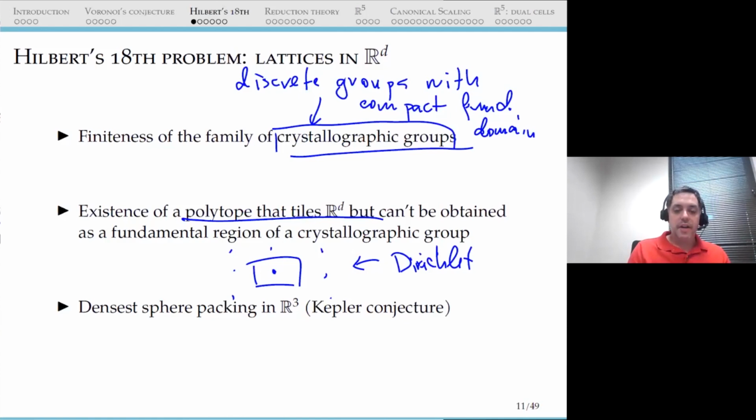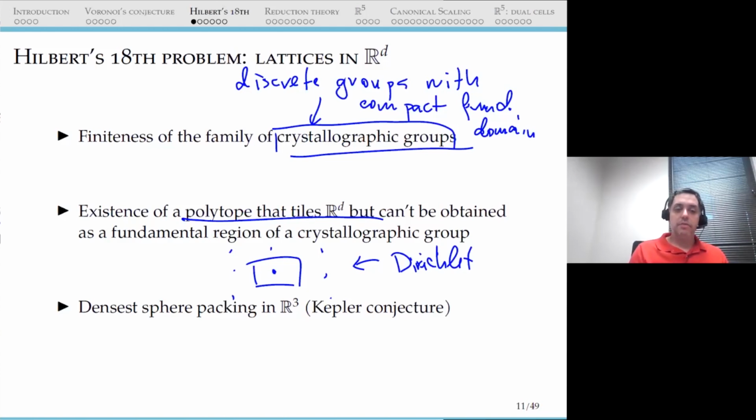Since this will be a fundamental region, this polytope will tile the space. If we take the orbit of that fundamental region, it will give us a tiling of the space. But the question is whether there is a polytope that cannot be obtained in that way. So it still tiles the space, but is not a fundamental region.